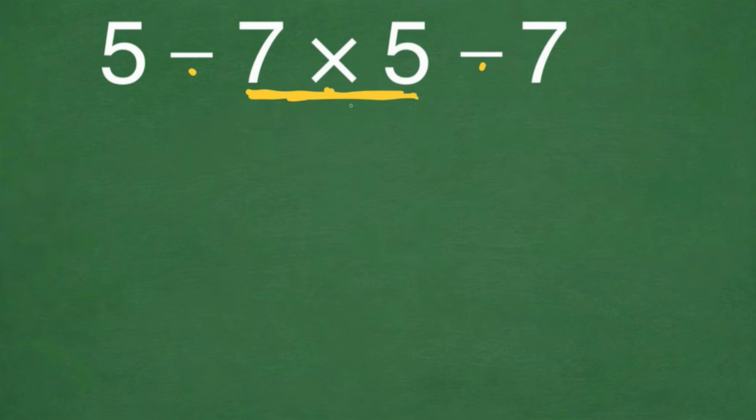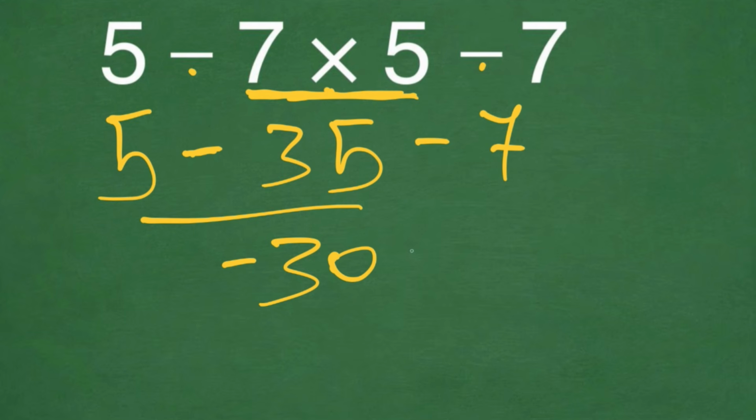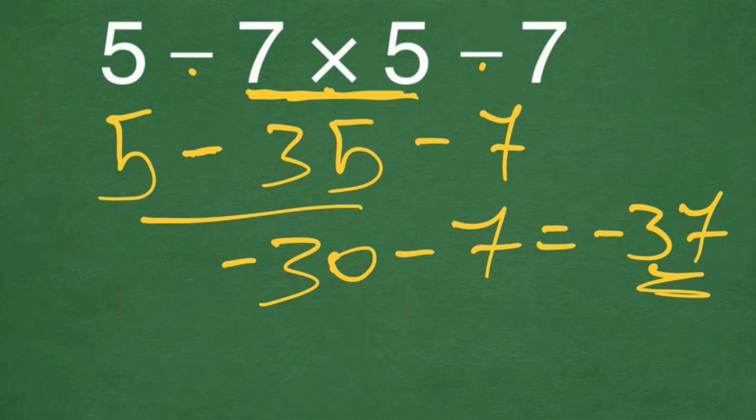So 7 times 5 gives us 35. And 5 minus 35 minus 7 is going to be the next equation. So 5 minus 35 gives us negative 30, and negative 30 minus 7 is equal to negative 37. So the final answer to this question is negative 37.